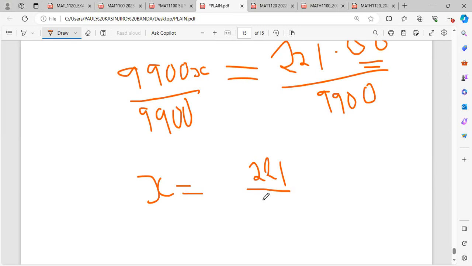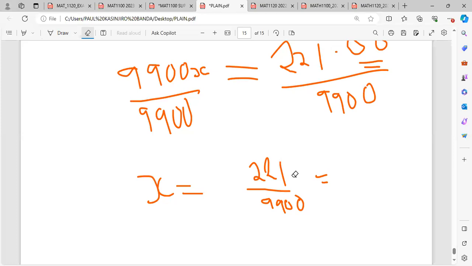1 over 9,900, which is equal to, if there are numbers that can go into this number and that number without leaving a remainder, you make sure that you reduce it. If there are no numbers, you just leave it like that. So here, can 3 go into this number? Can it, guys? No, it can't. 221 divided by 3, no, it can't. So 3 can't go there.